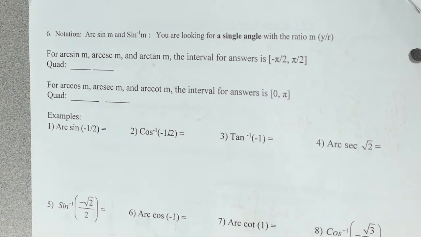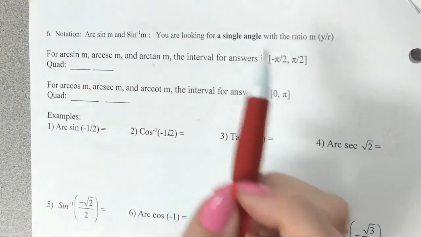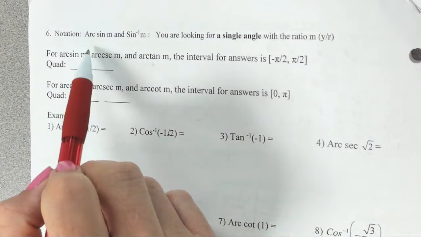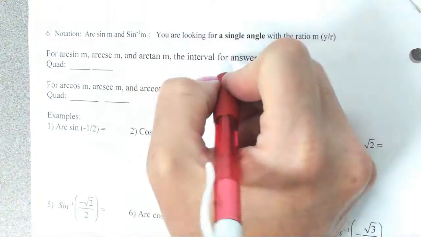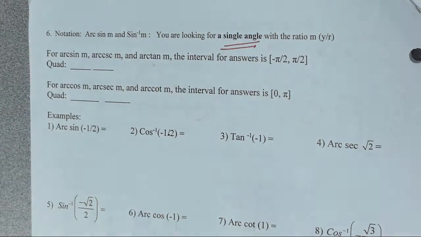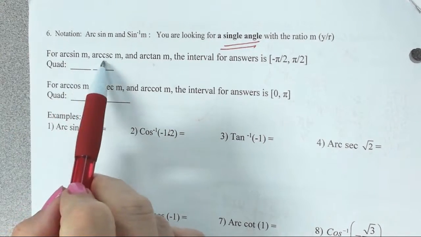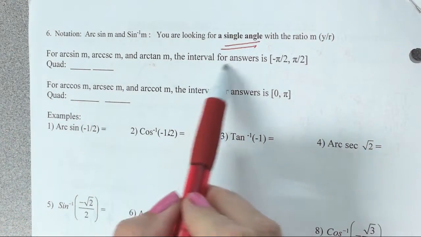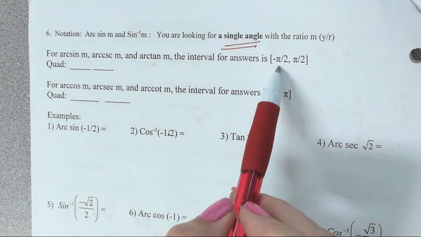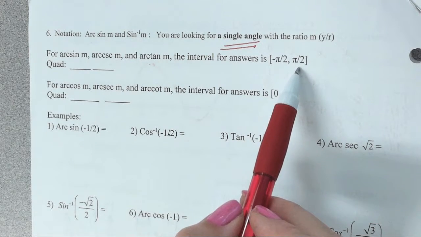We're looking at arc sine and arc cosine and all of this. When we're doing arc, we're looking for a single answer, okay, with the ratio of y over r, x over r, whatever it may be. For arc sine, arc cosecant, and arc tangent, the interval for all of our answers must be between negative pi over 2 and pi over 2.